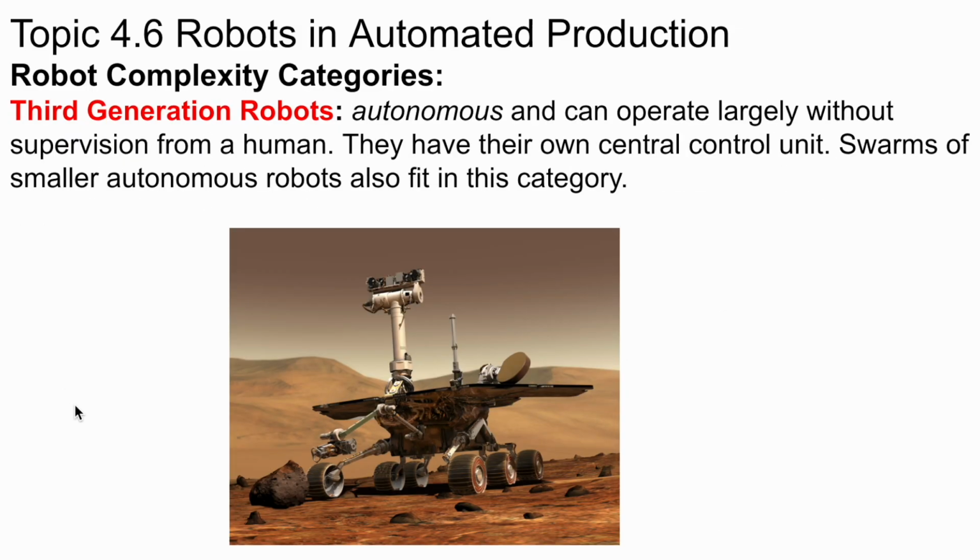Third generation robots are more autonomous and can operate largely without supervision from a human, and they have their own central control. Swarms of smaller autonomous robots also fit into this category, and you can think of the Mars rovers as being a third generation robot. Essentially, because of the communication time between Earth and Mars, these robots have to largely sense their environment and make decisions without the supervision of a human.